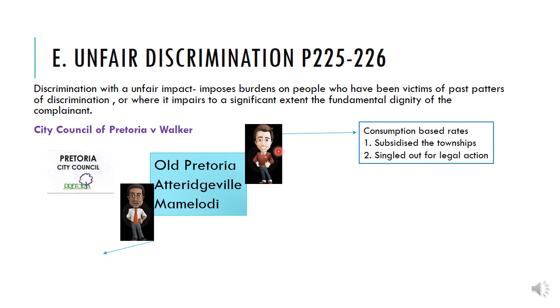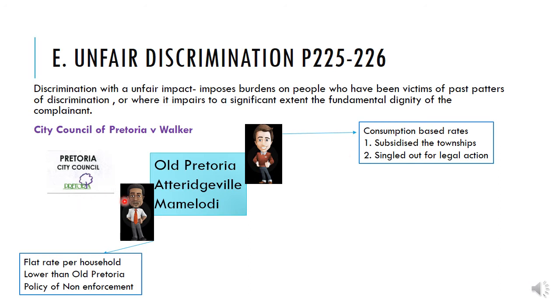In Old Pretoria, the white population and mostly affluent people, their electricity was based on a consumption rate. So they paid rates based on consumption of water and electricity. The actual consumption that they used was measured by meters placed in each property. The residents of Attridgeville and Mamelodi, remember this is 4 years after the birth of our democracy, paid a flat rate per household.